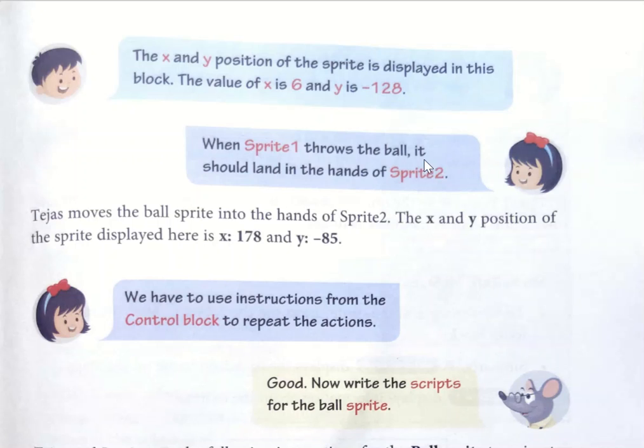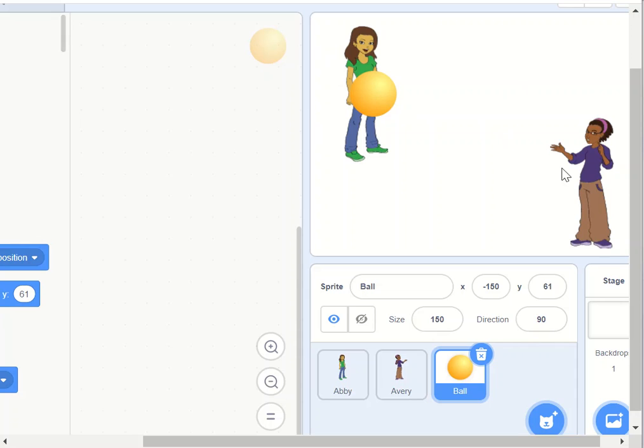Then Jyoti is saying when sprite 1 throws the ball, it should land in the hands of sprite 2. So now both the sprites want to play the game. When she throws the ball, it should be caught by the other sprite. So let's make it a little small. Okay, we want that they should play this catch and throw game with the ball.